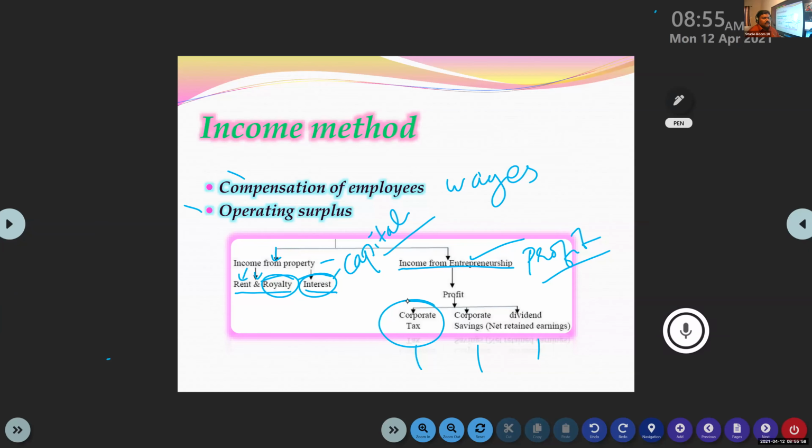And from the firms, the government collects progressive corporate tax.